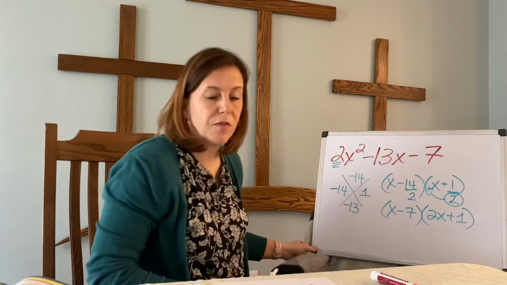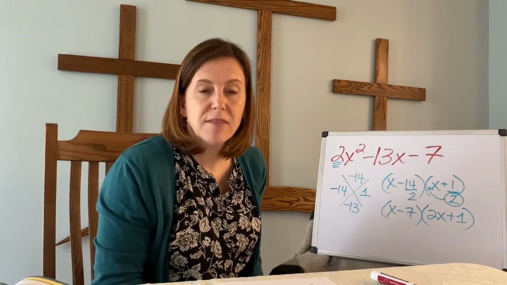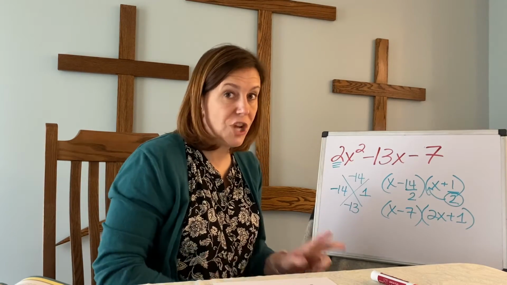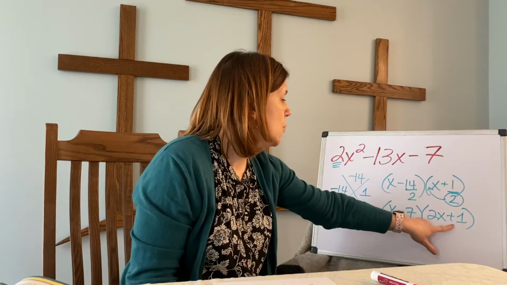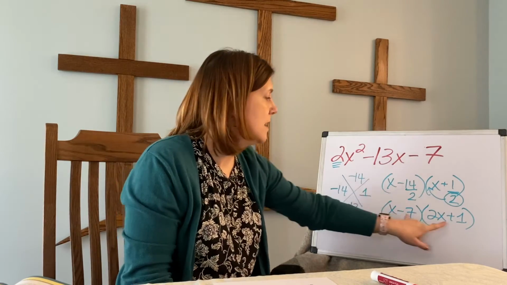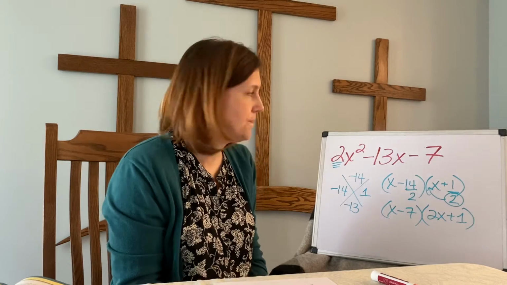So my factored form of this quadratic is x minus 7 times 2x plus 1. Don't forget that last step of checking. 2x squared plus 1x minus 14x gives me negative 13x minus 7. And so I ended up right back where I started.